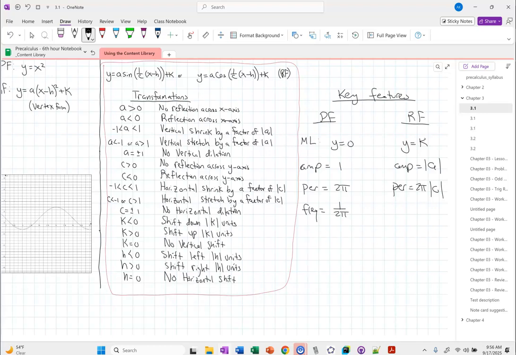It's okay for K to be negative because y equals K is an equation. A negative value for K just means that you have a horizontal line that's below the x-axis. That makes sense to me. And the frequency is just the reciprocal of the period, and we know the period, so there we go.